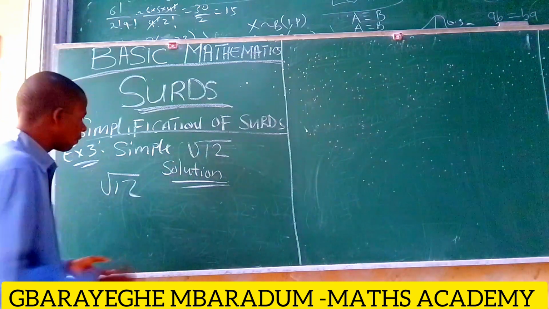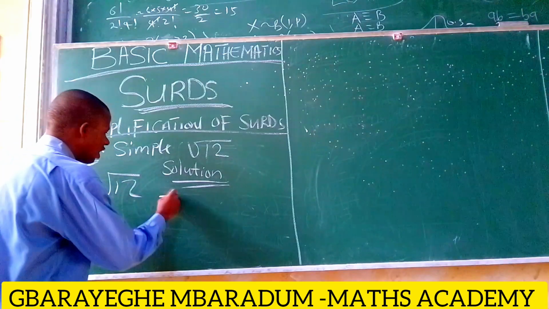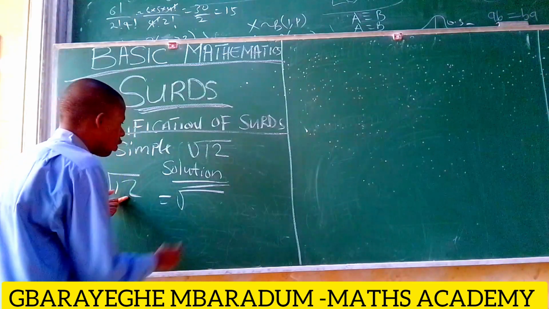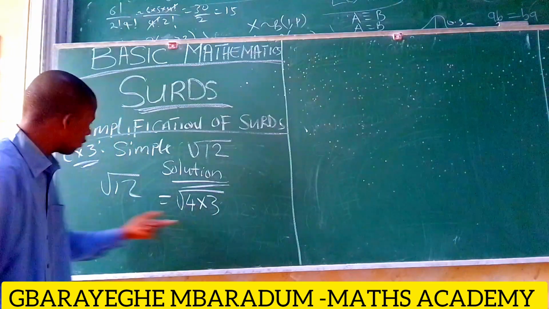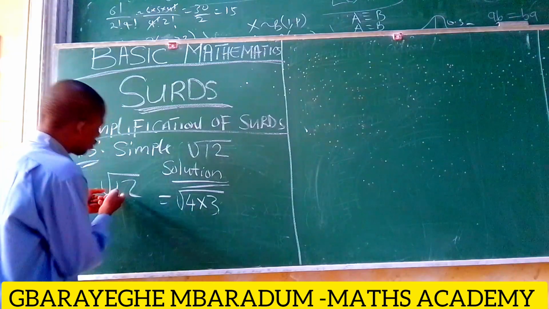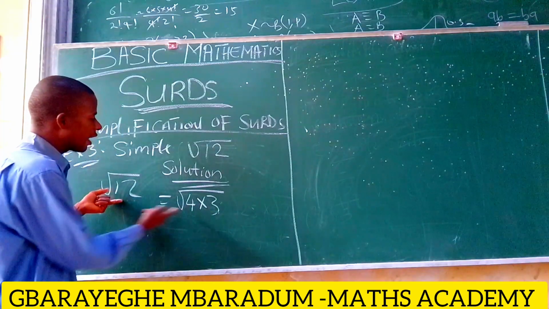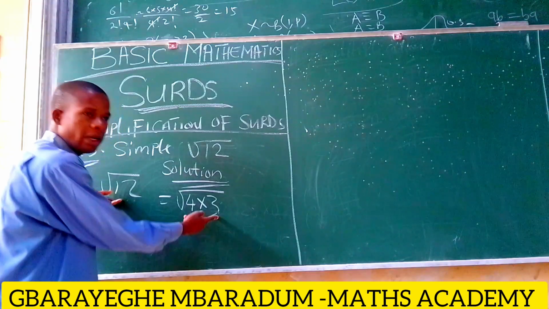That is how you are going to get the answer when simplifying a surd. You know that this is the square root of 12, right? The square root of 12 is the same thing as the square root of 4 times 3, right? 4 times 3 will still give us 12. That's why we are having 4 times 3. We are trying to simplify this 12, so that we get one as a perfect square and one as a number that cannot be simplified.